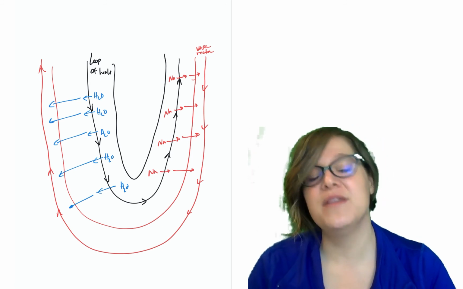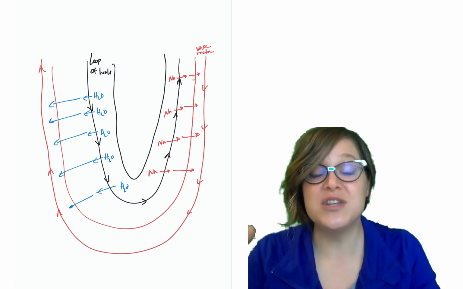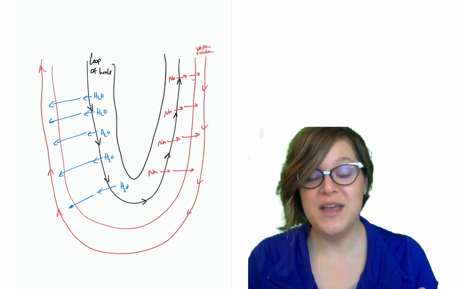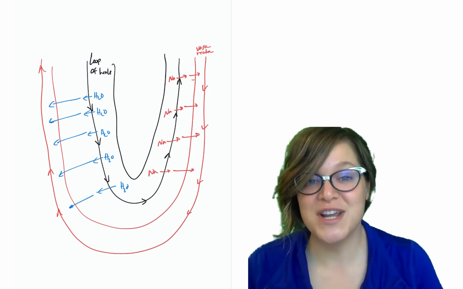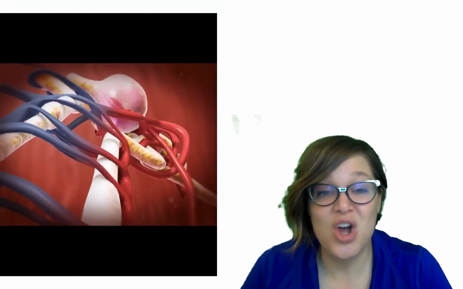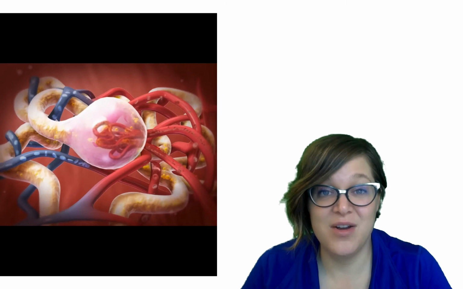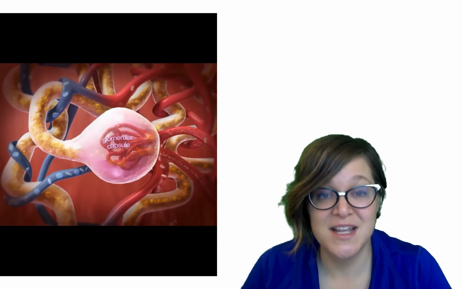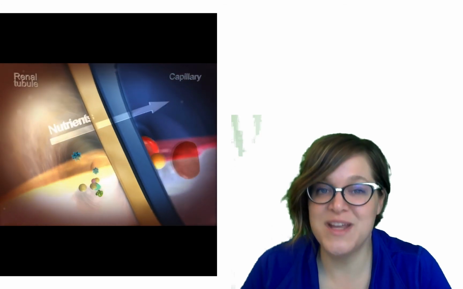It turns out that because of the way the blood flows, it actually magnifies the ability of the loop of Henle to concentrate, but we're not going to cover that in this video. Anything that makes it all the way through that nephron and all the way through that collecting duct is going to get emptied into that renal papilla and head on its way to the bladder.